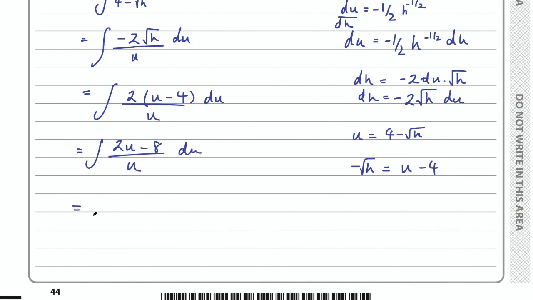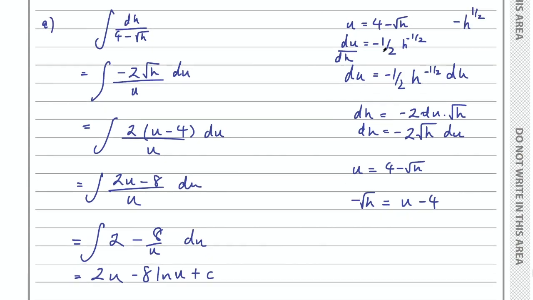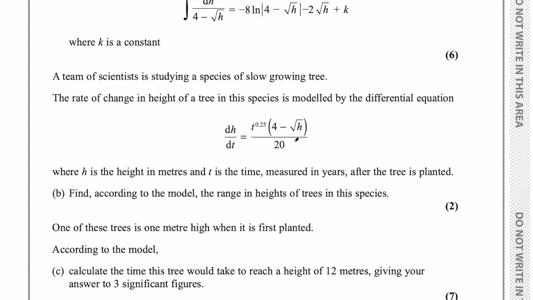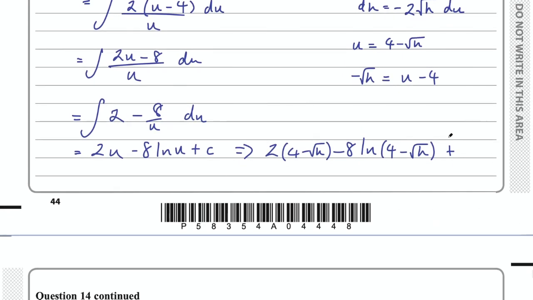Then I could separate it into two fractions. This would be 2u over u, which would just be 2 take 8 on u du. I can do the integral of this. Integral of 2 with respect to u is 2u. The integral of negative 8 on u is negative 8 log u. And then I need to add the constant on the end. Now plugging u, or 4 take root h, back in for u, I would have 2 times 4 take root h, take 8 log of 4 take root h plus c, but I believe they've used k for the constant here. Yes, so let's use k instead.